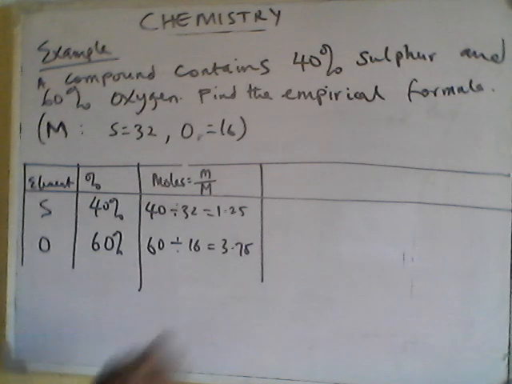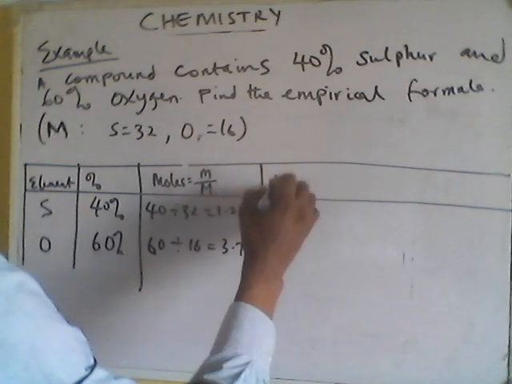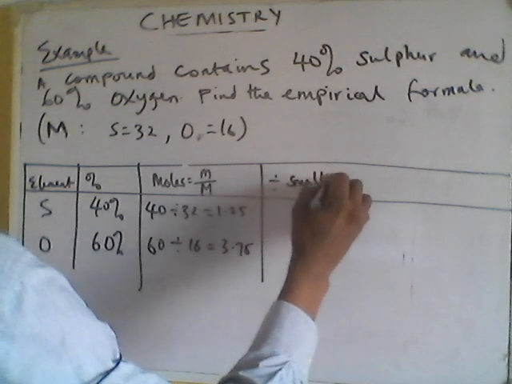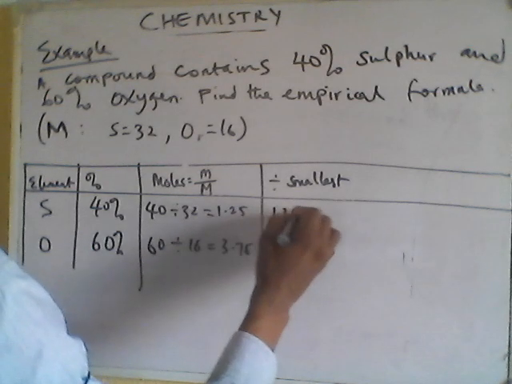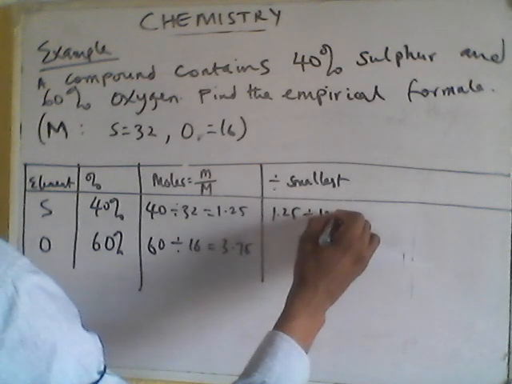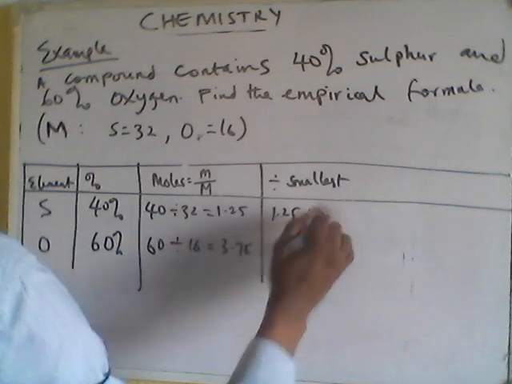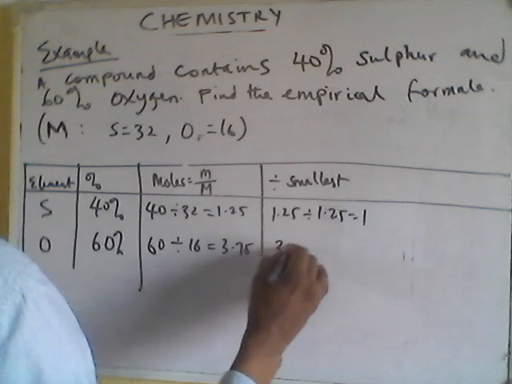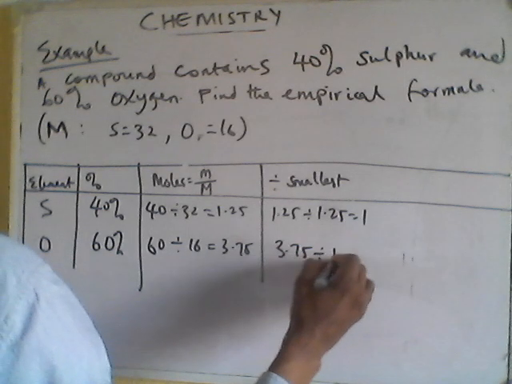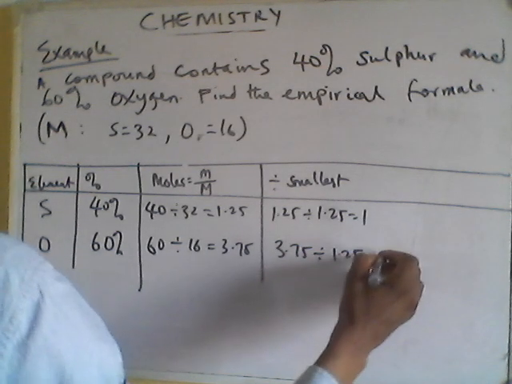third step. And the first step is to divide by the smallest. What is the smallest here? The smallest is 1.25. So I say 1.25 divided by 1.25 again will give me 1. And 3.75 divided by the smallest again, 1.25, will give me approximately 3.